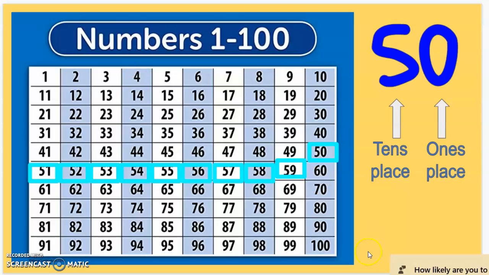Hey guys, we're going to look at another number family. All right, so we're going to be looking at the 50 number family. Look right here. 50 is a 5 and a 0. There's a 5 in the tens place and a 0 in the ones place.